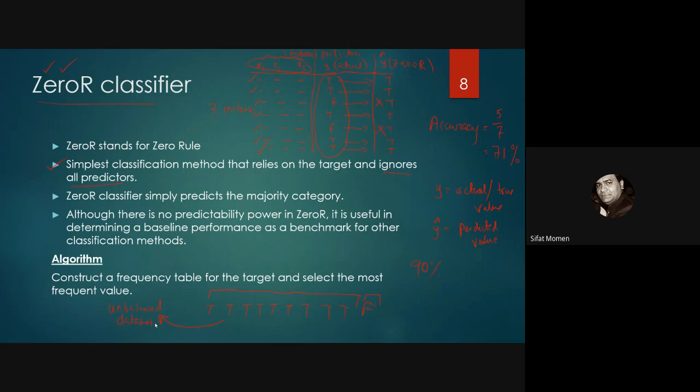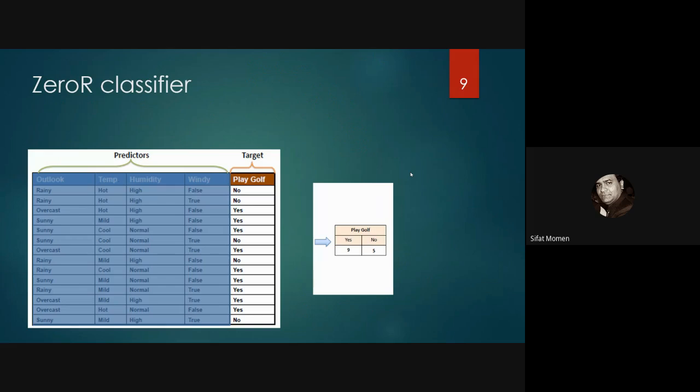So, the ZeroR classifier. The algorithm is very simple. If you see over here, it's going to construct a frequency table of the target and select the most frequent value. That's what it's going to do. It's going to see which one appears more frequently, and it's just going to predict that one. So that's the job of a ZeroR classifier.